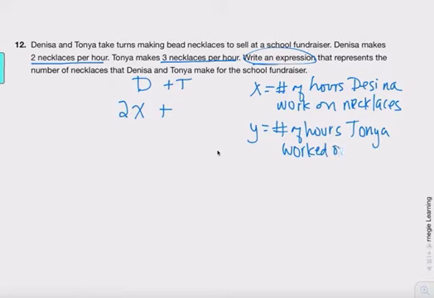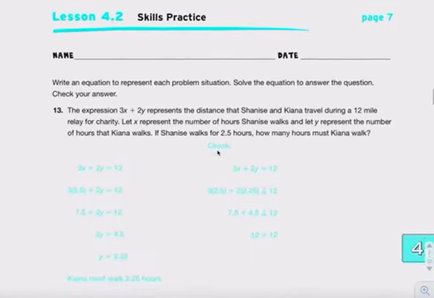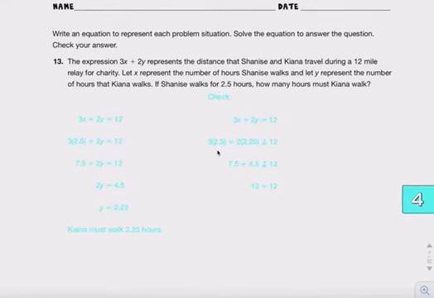Worked on the necklace. Okay, so then it's 3Y. You see what's done. The expression is 2X plus 3Y.